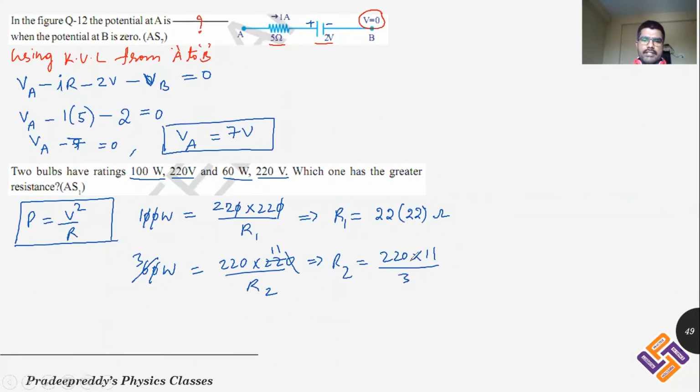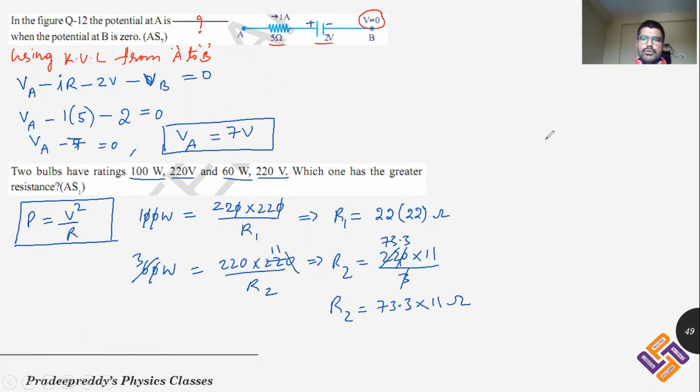Now you can cancel this. 3 7s are 21, remain is 1 0, 3 3s are 9, remain is 1 0.3, and so on. R2 is equal to 73.3 into 11 ohm. Clearly you can multiply this.